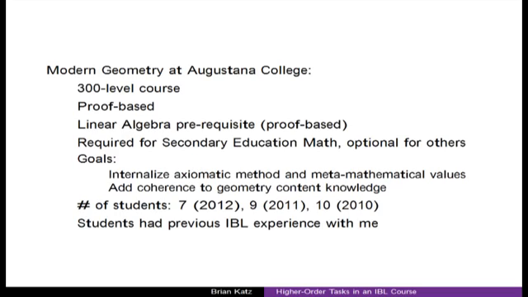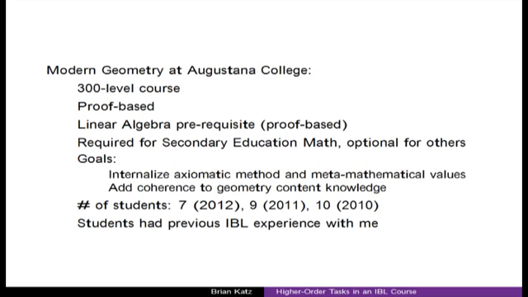It's a modern geometry course. It's a 300-level course. It's proof-based. It has linear algebra as a prereq, which is a proof-based course, which has a prereq of our introduction to proof, discrete. So this is at least their third proof-based class. For most of them, it's their fifth proof-based class, and their last math class. It's required for secondary math education. It is an option for the rest of the department.